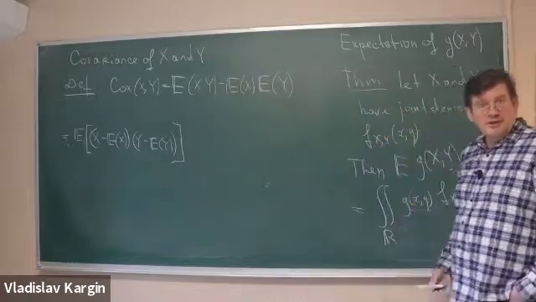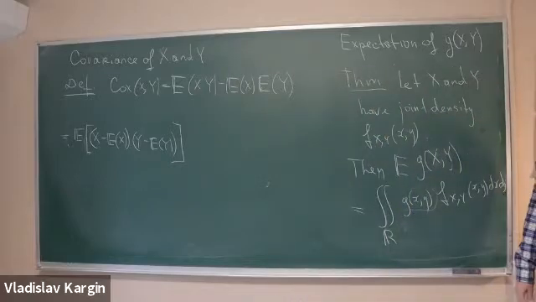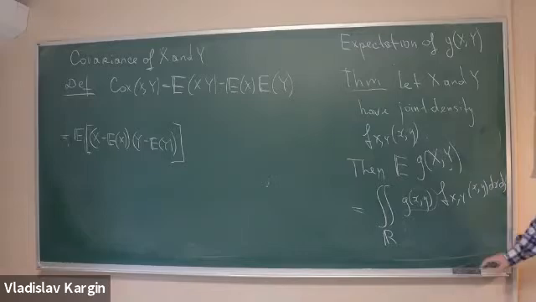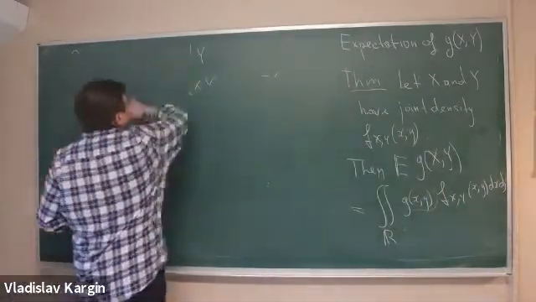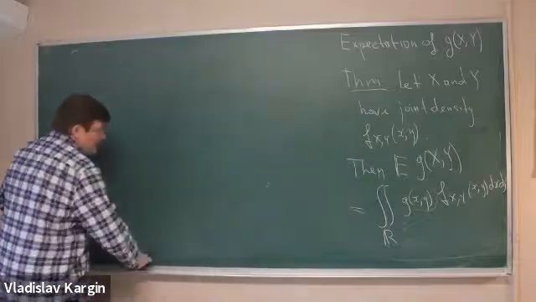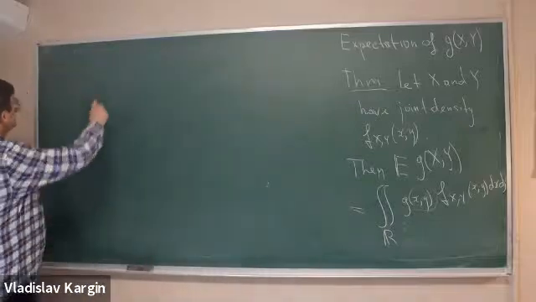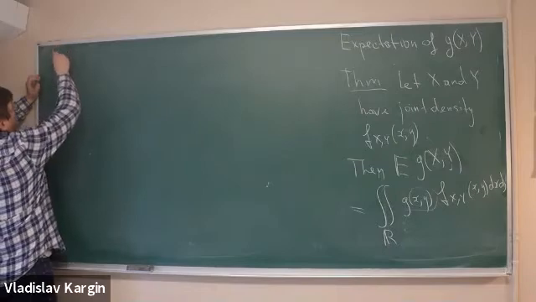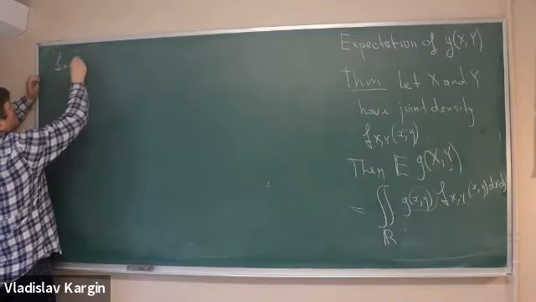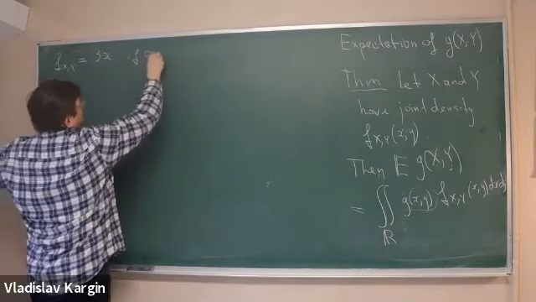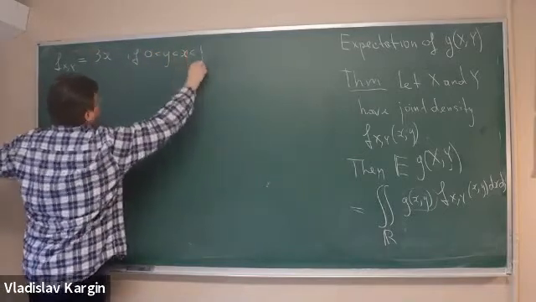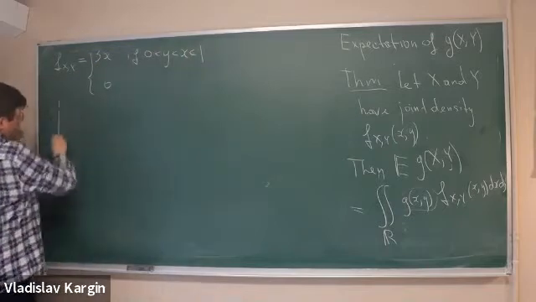So maybe we'll do an example. We have our standard example, so we know almost everything about this example. So let's calculate the covariance of the random variables x and y. So f of x, y is equal to 3x if 0 is smaller than y, smaller than x, smaller than 1, and 0 otherwise. So our picture.